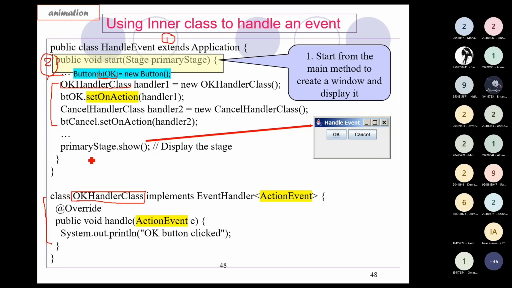So you create an OK handler class, which is this one. You defined an instance called handler1. You invoked the constructor, the zero-argument constructor. After that, what do you need to do? Do you remember the 3 steps, A, B, C? The first one is defining the class. So this is A. Defining the inner class. B, creating an instance. C, register a handler.